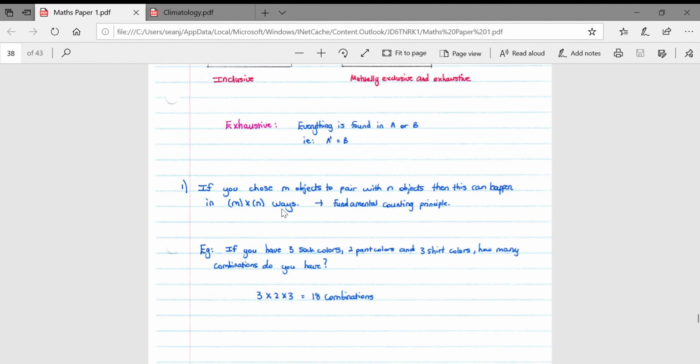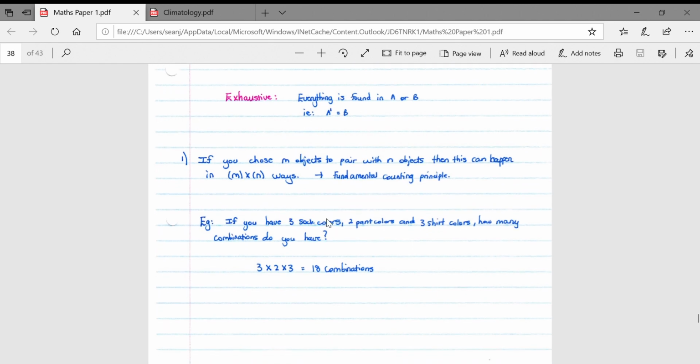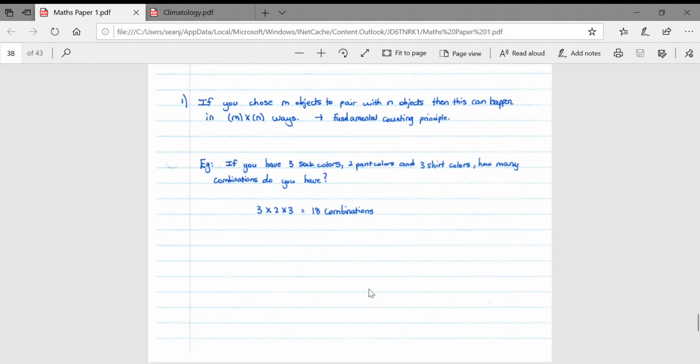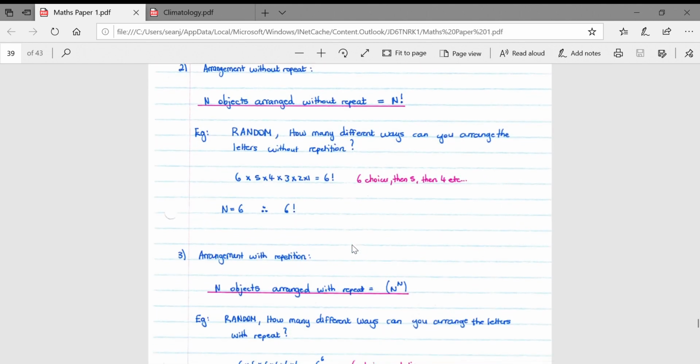Then if you choose M objects to pair with N objects, then this can happen in M times N ways, which is the fundamental counting principle. If you have 3 sock colors, 2 pant colors, and 3 shirt colors, how many combinations do you have? Therefore, you just multiply them all together and you'll come up with 18 combinations.